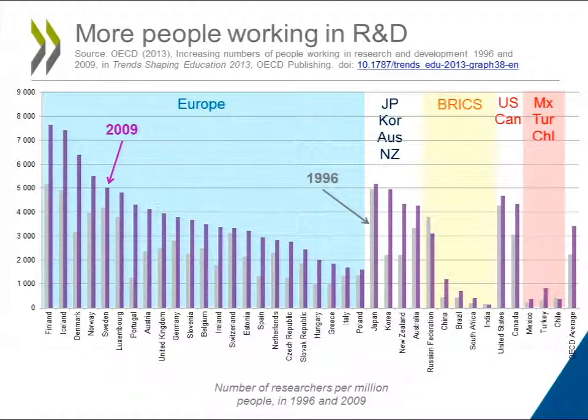This is the number of people working in R&D. It's number of researchers per million of the working population. In the blue area, you've got Europe. And you can see, if you can't read it, you've got Finland, Iceland, Denmark, Norway, Sweden on the left-hand side. The purple is 2009, and the grey is 1996. In the middle white band, you've got Japan, Korea, Australia, New Zealand. Then you've got the BRICS, and you can see the BRICS are growing from a small base, other than Russia. In fact, Russia's the only one going backwards in terms of the number of researchers. There are fewer researchers in Russia. You've got USA and Canada, and then you've got Mexico, Turkey, and Chile. It's an odd set of countries because the OECD membership is an odd set of countries. But that's some idea again of where people are working in R&D.